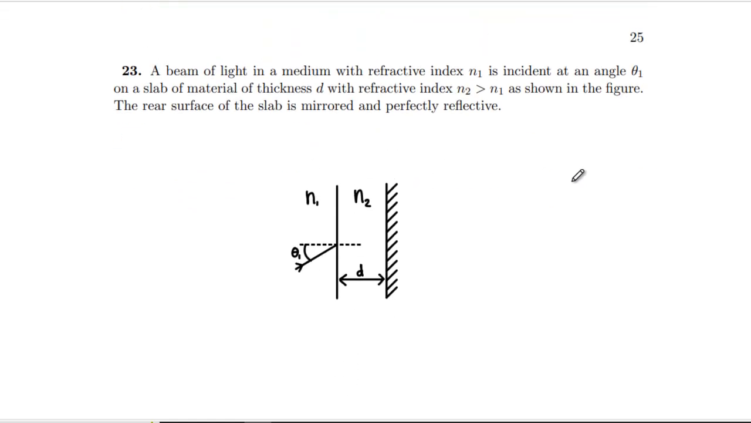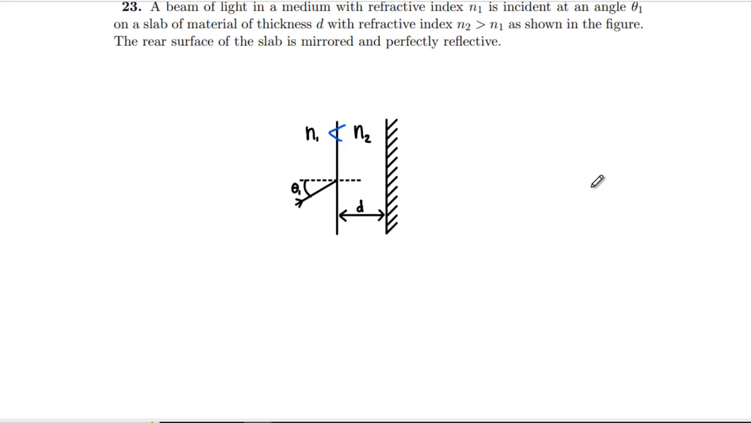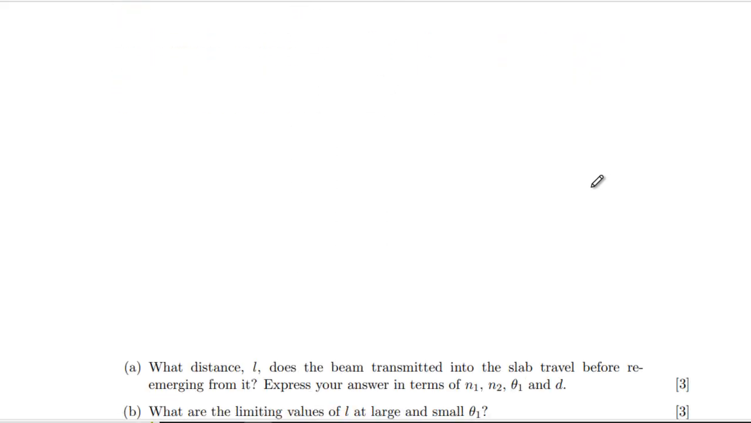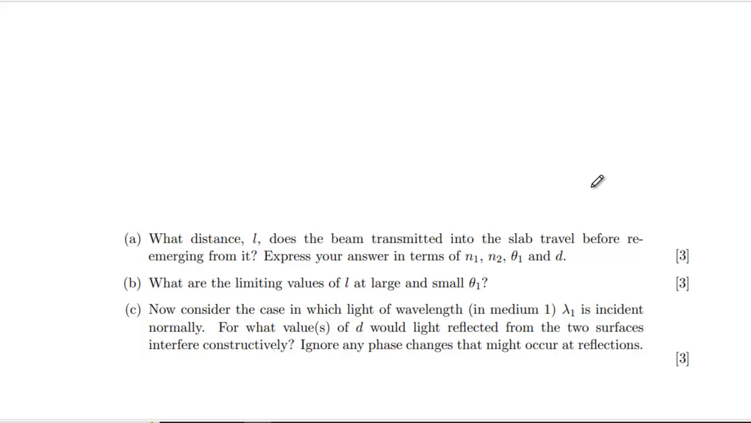Oh, we've got another optics question. A beam of light in a medium with refractive index n1. Oh, okay, so that's that picture. And n2 is greater than n1. The rear surface of the slab is mirrored and perfectly reflective. Okay, I assume they're going to ask us a question somewhere. What distance L does the beam transmitted into the slab travel before re-emerging from it? Express it in terms of n1, n2, theta 1 and d.